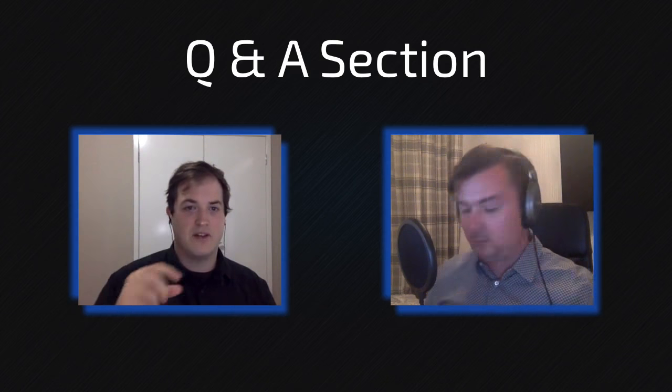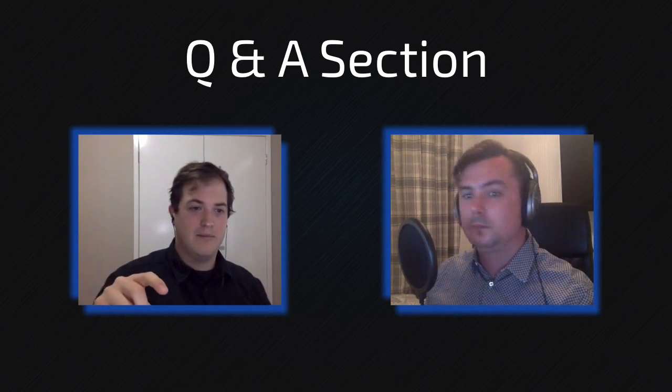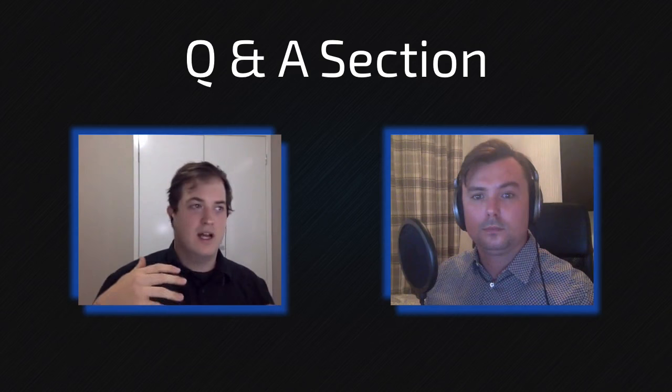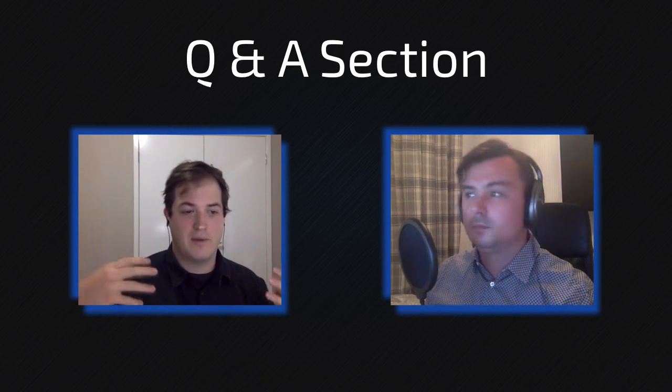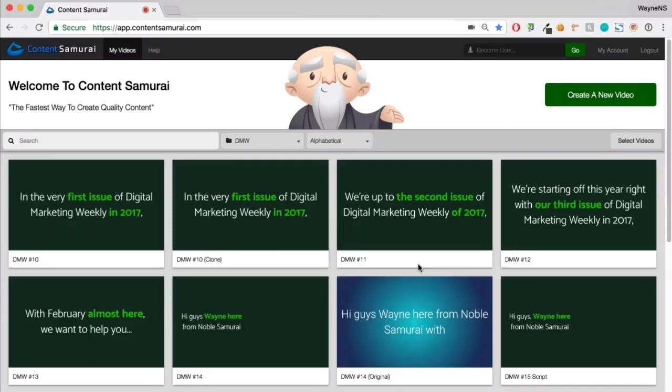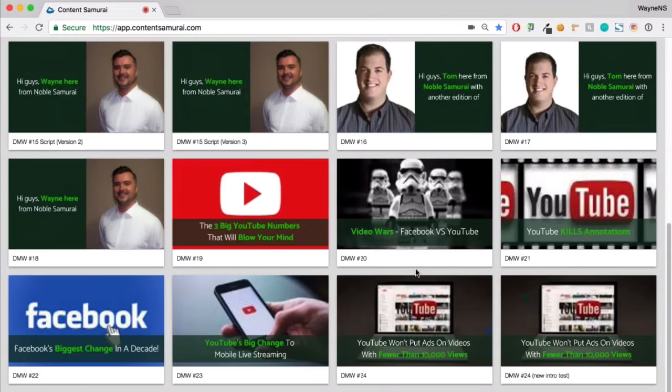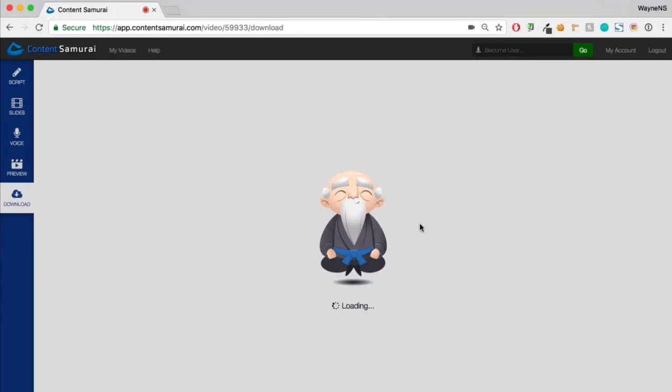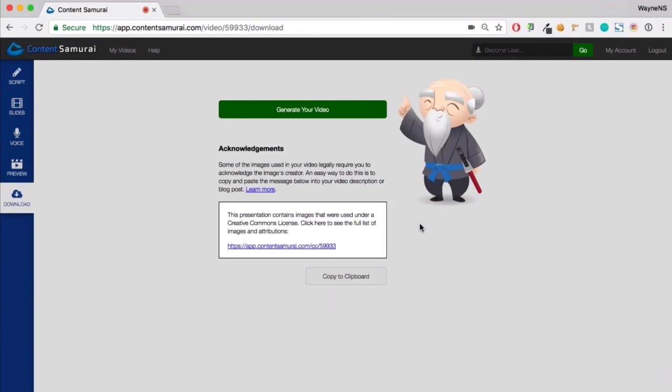When you download your video, there's a link that you need to copy and paste below your video, wherever you host it. As long as you copy that link and the attribution text, you're covered. So we source images that you're allowed to use as long as you say you've used images from other sources in your video. I can show you what that looks like. I'll go to the DMW section of my account, to the last DMW video we made, and I'm at the download section. I've done the script, slides, voice, previewed it, and everything looks good.